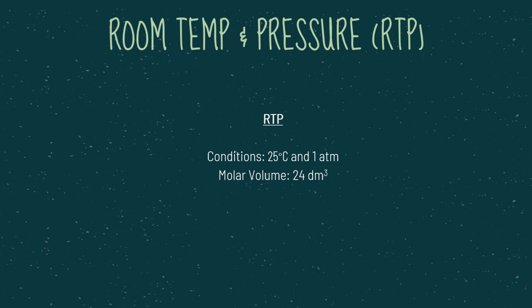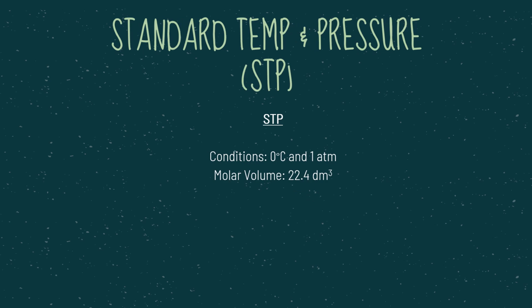So 25 degrees Celsius and 1 atm is actually the room temperature and pressure, also known as RTP. The molar volume for RTP is actually 24 dm cube. So remember this number, 24 dm cube. Another way is standard temperature and pressure. Standard temperature and pressure has a condition of 0 degrees Celsius and 1 atm. The molar volume for standard temperature and pressure is 22.4 dm cube.